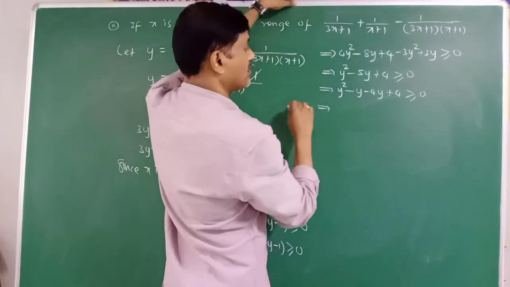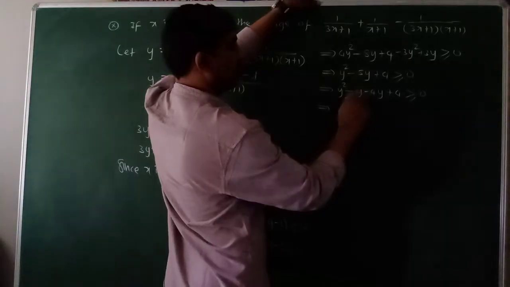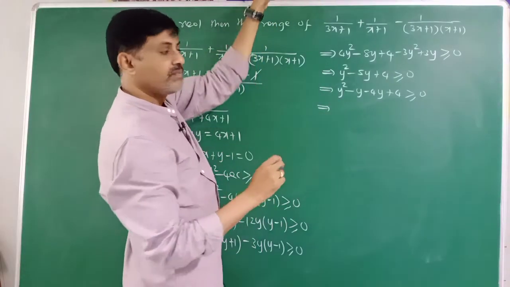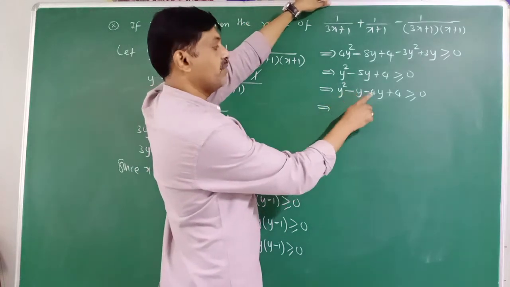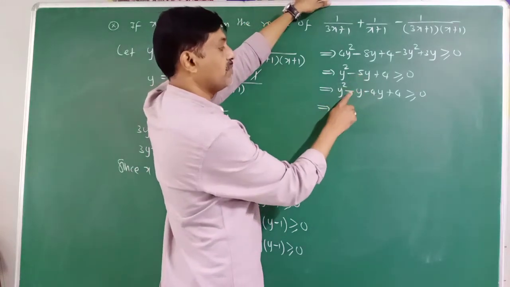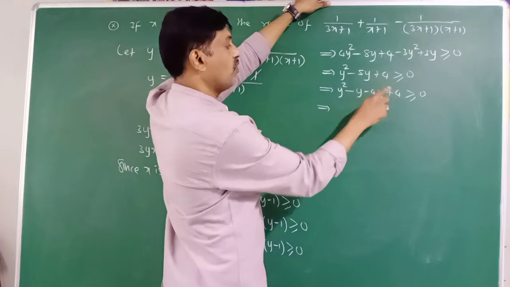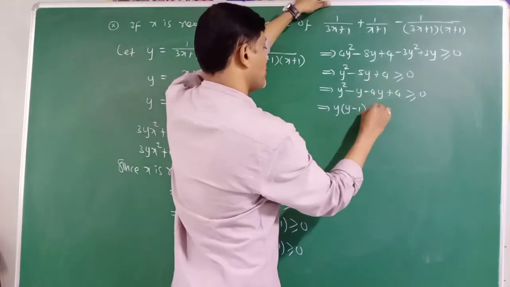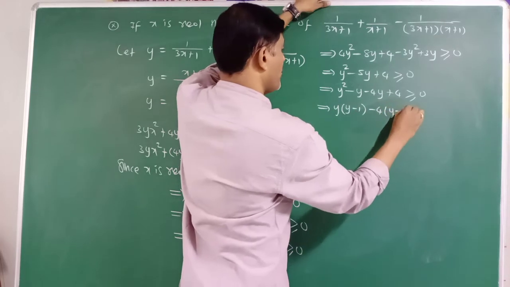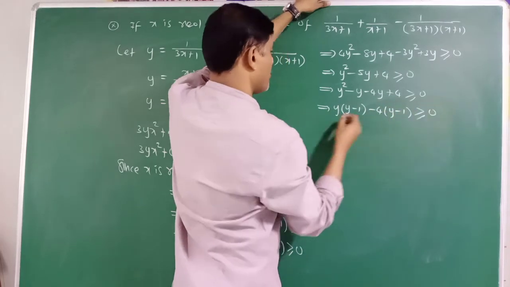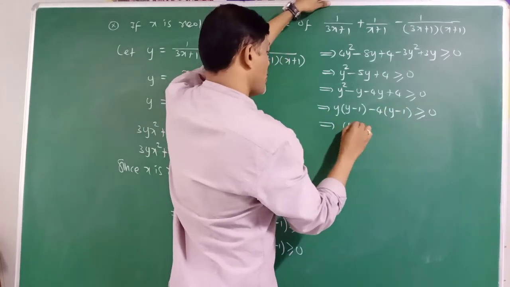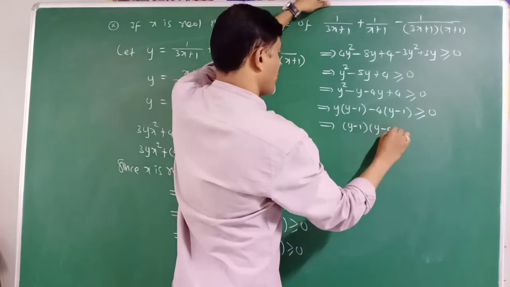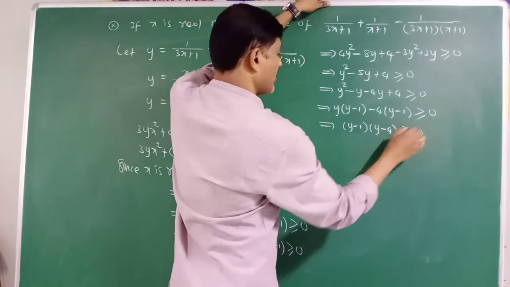This implies you take y square, y square minus y minus 4y is minus 5y, minus 1 into minus 4 is 4. Therefore you take y common as y minus 1, minus 4 common, y minus 1, greater than or equal to 0. What is total? y minus 1 into y minus 4 greater than or equal to 0.